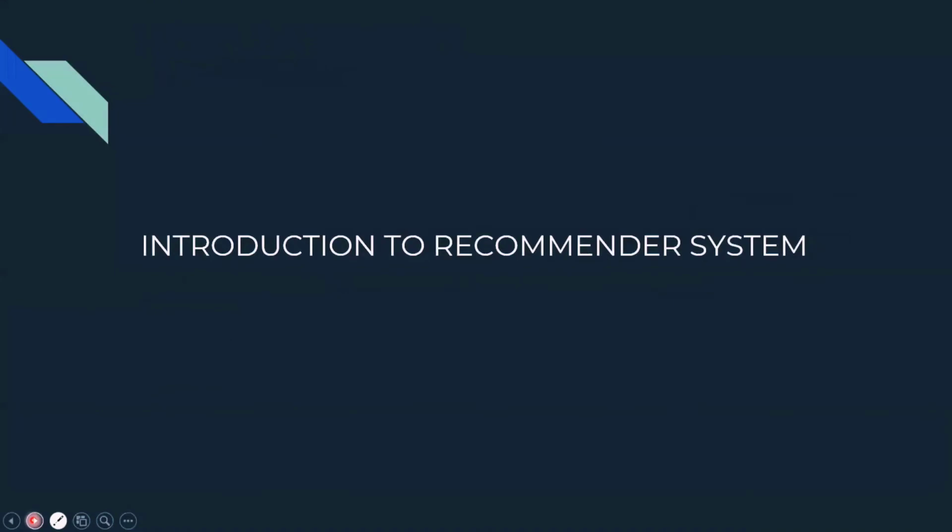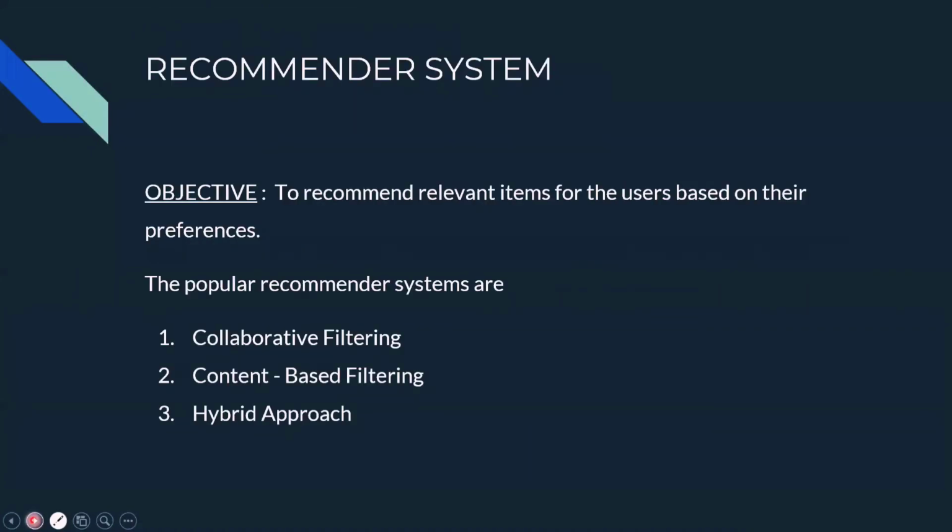And moving on, an introduction to recommender systems. Recommender systems are systems whose objective is to give the user recommendations of relevant items based on their preferences. If the user has some preferences, then the recommender model recommends relevant items of the kind that the user has a preference for.